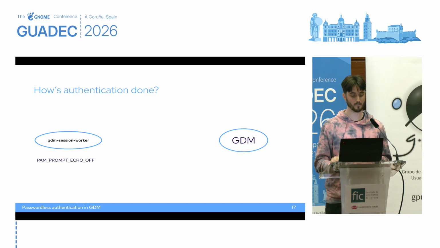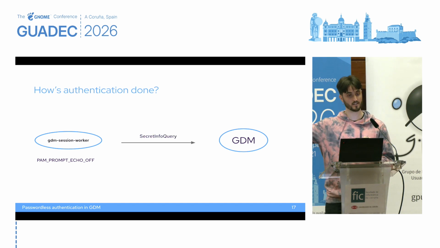Or it could receive the PAM prompt echo off, which is the one that is asking for the password. The session worker translates that into calling the secret info query, and GDM forwards that to the GNOME Shell. Then, on the GNOME Shell side, the user will insert the password that will be received by GDM, and the password will be returned in this secret info query return, and then the authentication will succeed or fail.